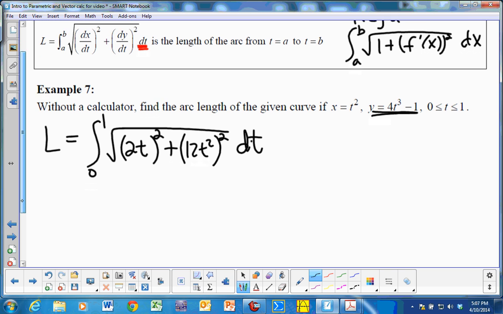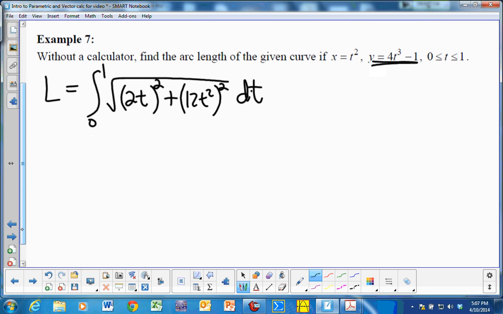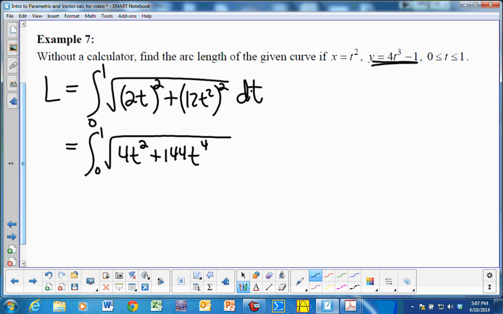Well, since it's not a calculator problem, that means I've got to find some way to do this integral. So this is good practice. Let's go through this. First thing I would do is square my stuff underneath to see what we have here. So we have 4t squared plus 144t to the fourth, dt.